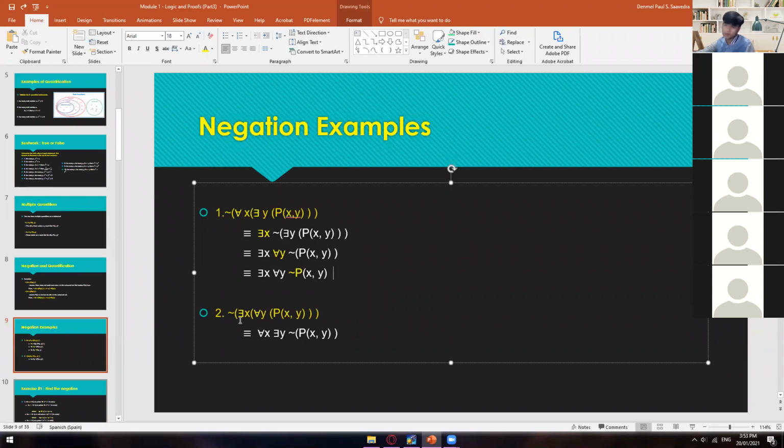So number two, okay. In number one, I showed the step-by-step solution on how we come up with this result. In number two, I will not show the step-by-step solution anymore. All you need to do is basically negate everything. So this existential will become universal, and this universal will become existential, and this positive will become negated p of x. Okay. So did you guys get number two?